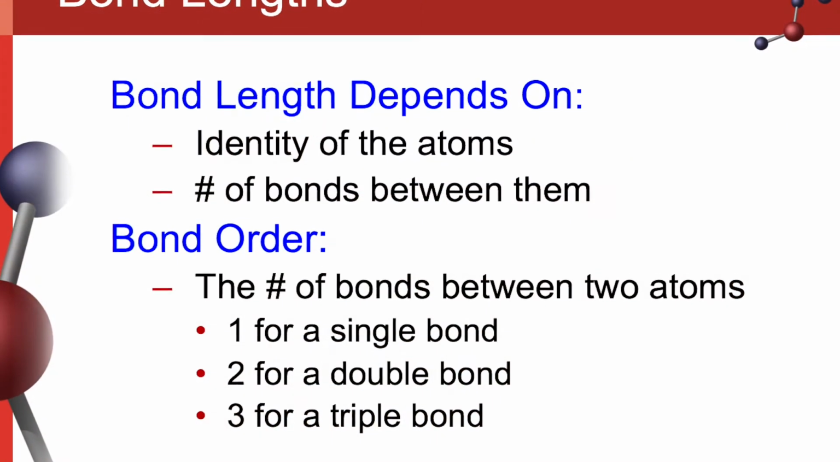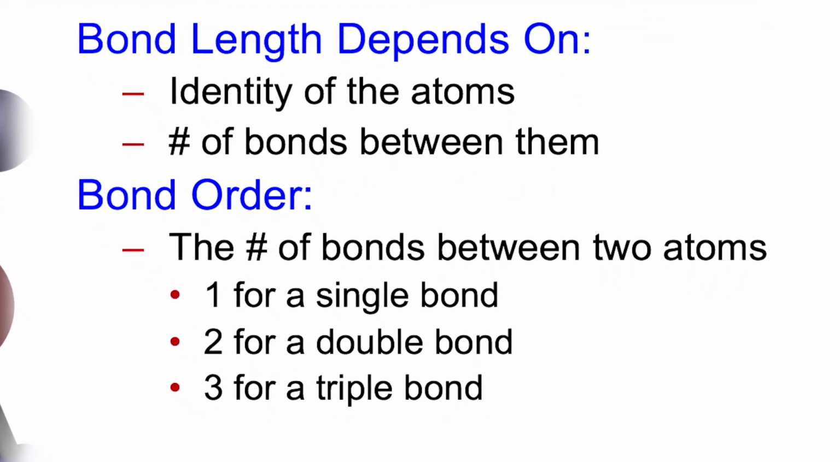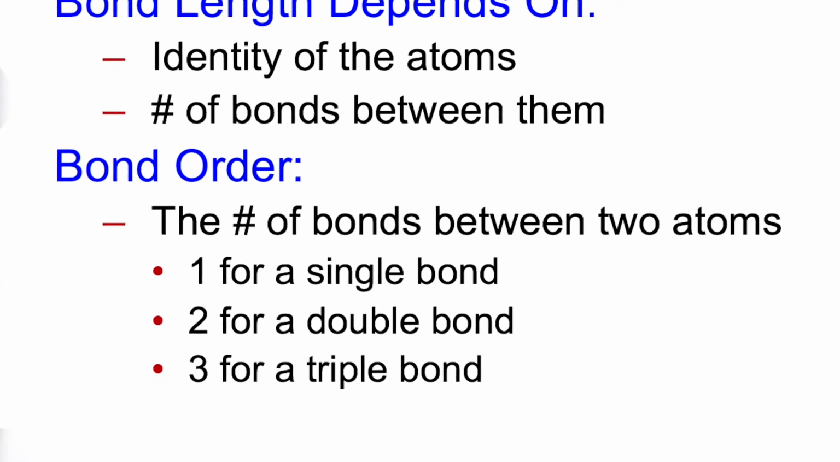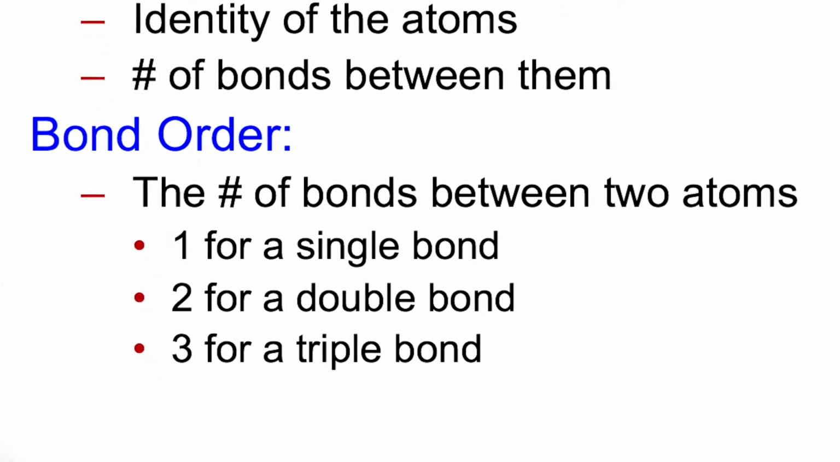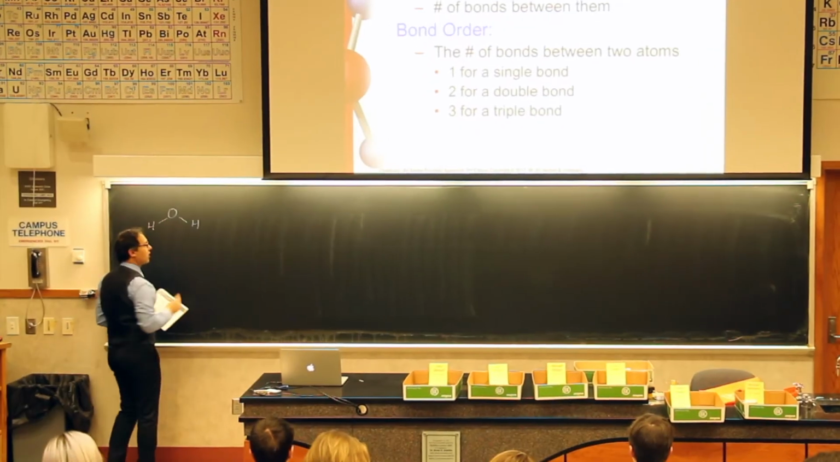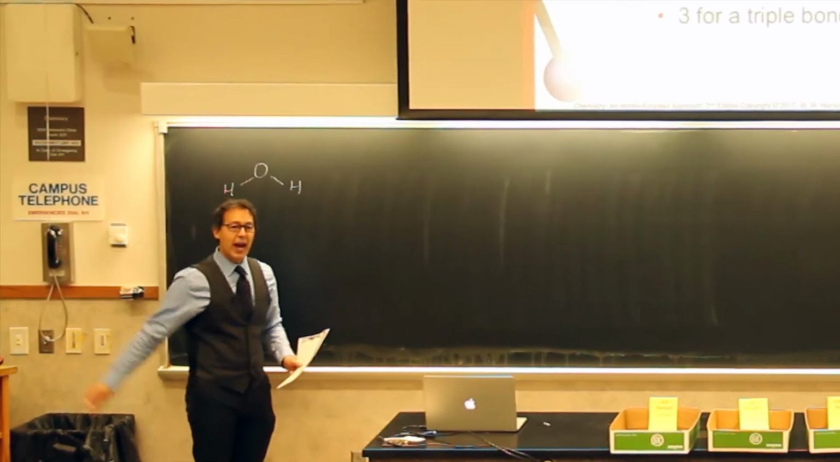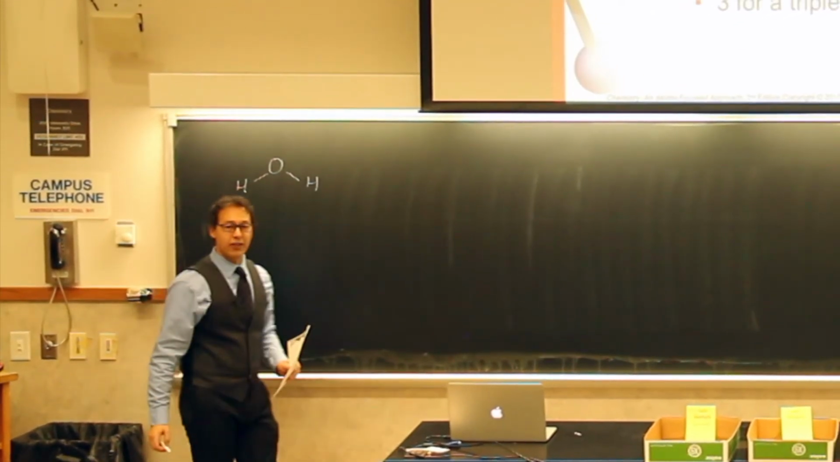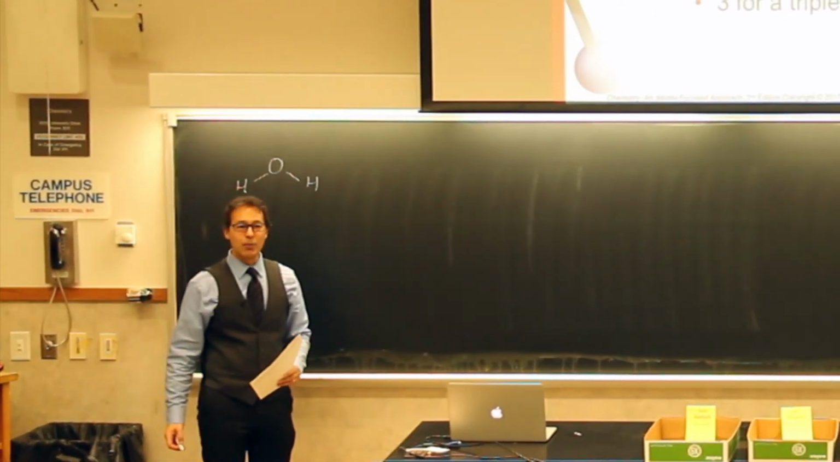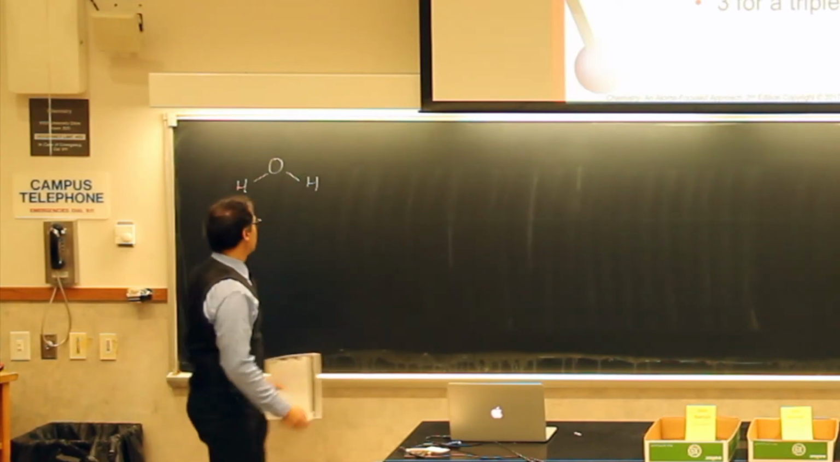The bond order is counting the number of bonds covalently shared between two elements. So for example, if we have this molecule right here, we call this water, and you cannot pass this class if you can't draw that. It's like Avogadro's number. You shall not pass. Got to know this one. All right, so here's water.